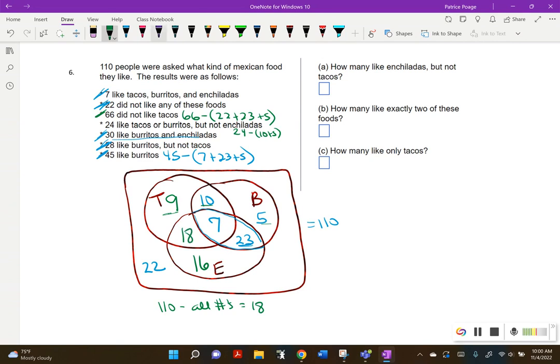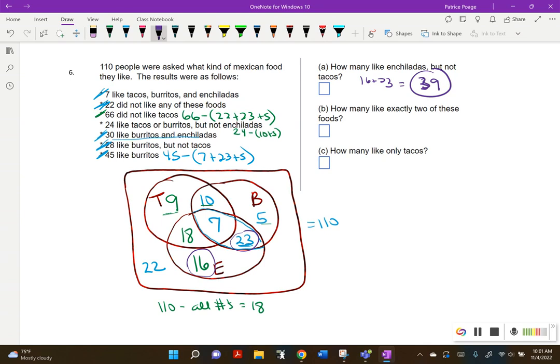Then answering our questions. How many like enchiladas? So they're in this circle, but not tacos. So that's the 16 plus the 23. So 16 plus 23 gives us 39.